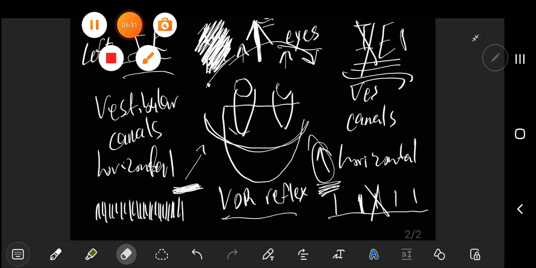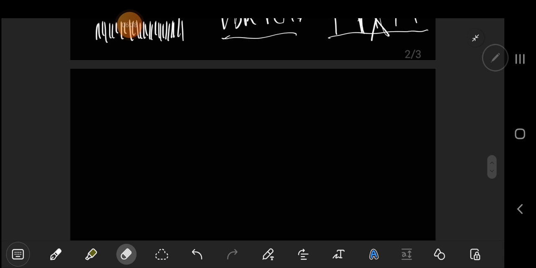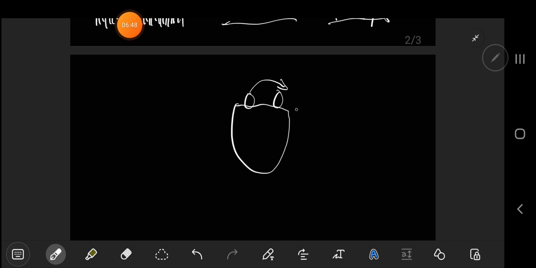So this is why your eyes will move to the right. But what will happen is that your eyes will move without your head moving. So the eyes will move in this direction, but your head won't move. So this will look like your eyes are moving to the right very slowly. This is the slow phase of the nystagmus.